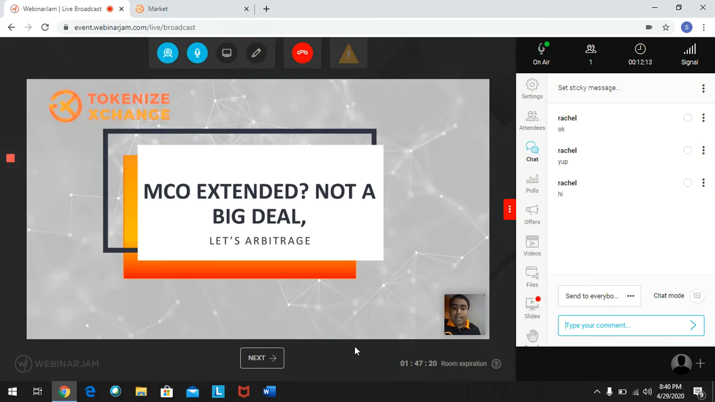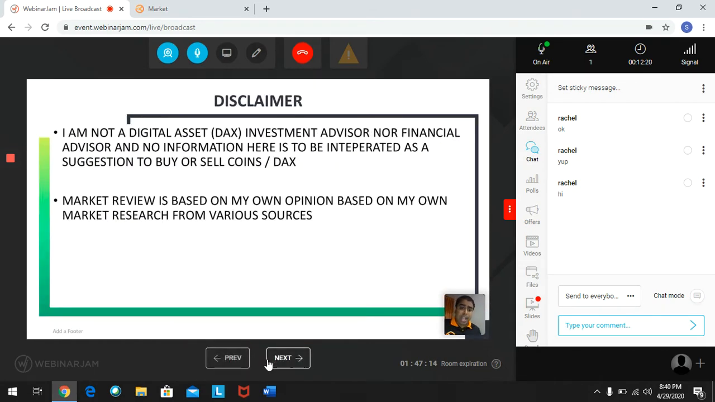Basically, talk about arbitrage. All right. So if you're new to arbitrage, not to worry. I will explain step by step and in a very layman manner, so that you are able to catch what I'm trying to explain. So first up, this is just a very important disclaimer.